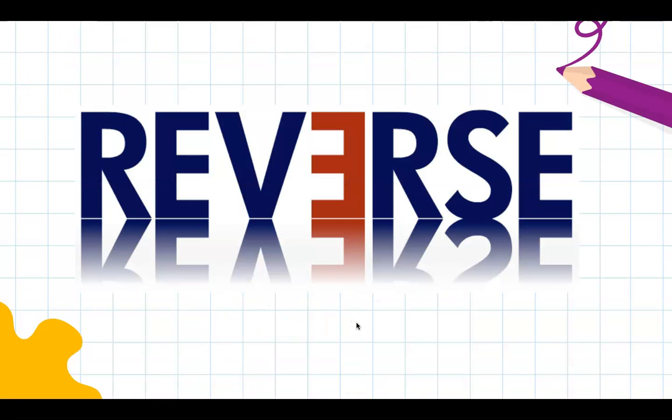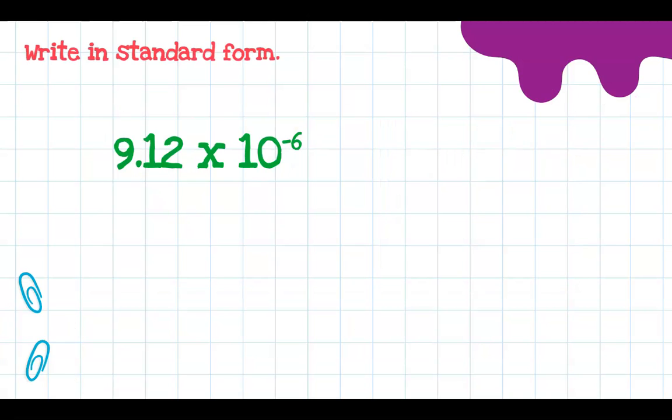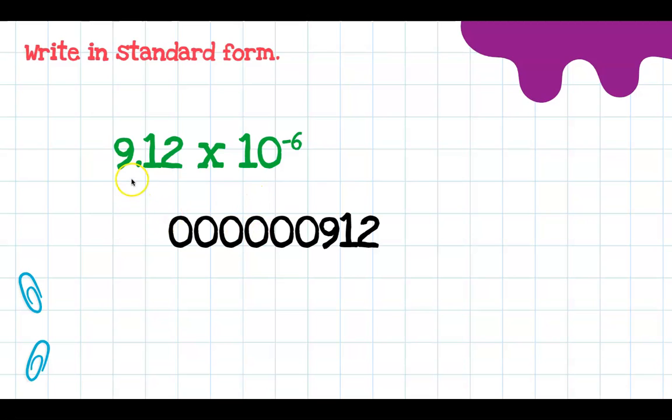So how about if it's reverse? When it's reverse, you have 9.1200 times 10 to the negative 6. Again, it's about counting how many times the decimal point has moved. You know that whenever there's a negative exponent, it's going to be a very small number, not big. So the direction of your decimal point should go to the left, because it should be a small number, instead of to the right.